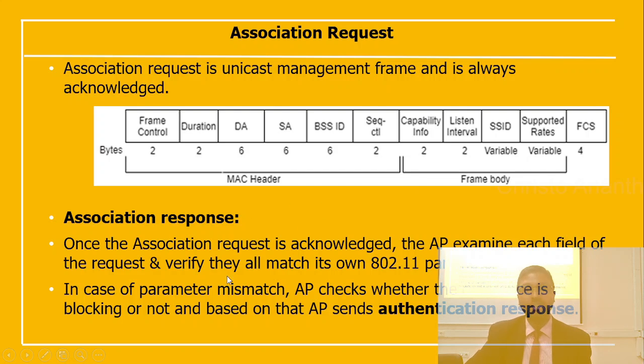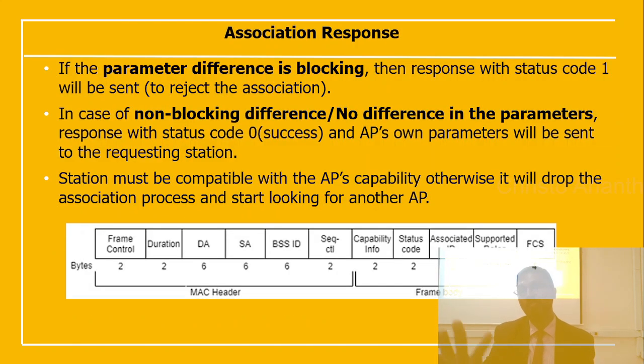Then finally the association response. Once the association request is acknowledged, the access point examines each field of the request and verifies that all the 802.11 parameters match. In the case of a parameter mismatch, the AP checks whether the difference is blocking or not, and based on that the access point sends the association response. If the parameter difference is blocking, a response with status code 1 is sent in order to reject the association.